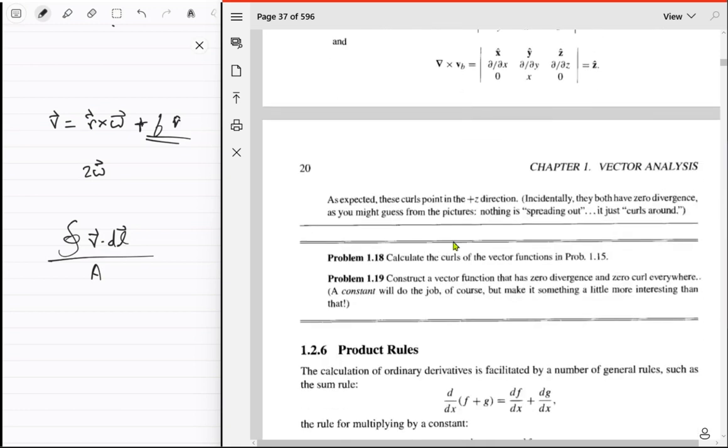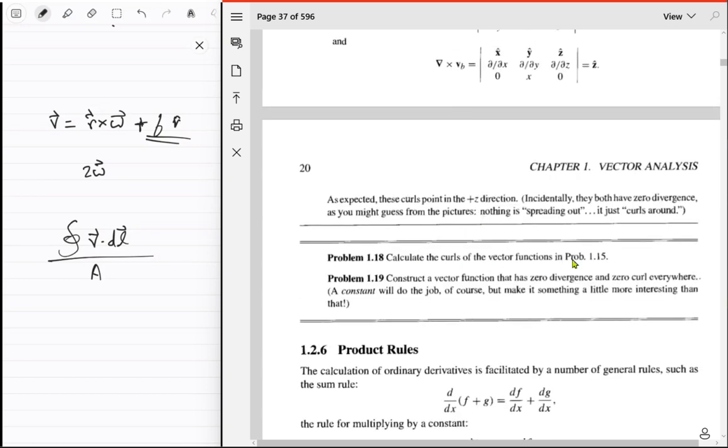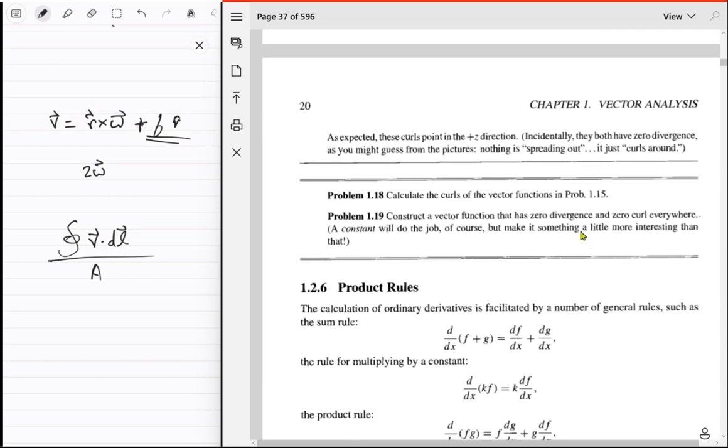Okay, got an example we don't care about. Problem 1.18. Calculate the curl of the vector fields. Oh, come on. Seriously. 1.15. What? I'm not scrolling up just to see that. Consider a vector function that has zero divergence and zero curl everywhere. The constant will do the job, of course, but make it something a little more interesting than that. Okay, a vector function that has zero divergence and zero curl.